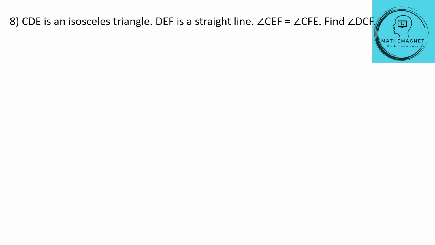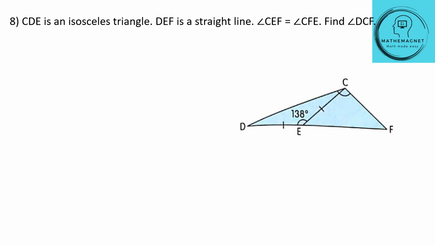Question number 8. CDE is an isosceles triangle. DEF is a straight line. Angle CEF is equal to angle CFE. Find angle DCF. So now the unknown angle that we need to find is DCF. Now they have already given CEF is equal to CFE. Okay, now we know these two angles are equal, and we also know angle DEC is equal to 138 degrees.